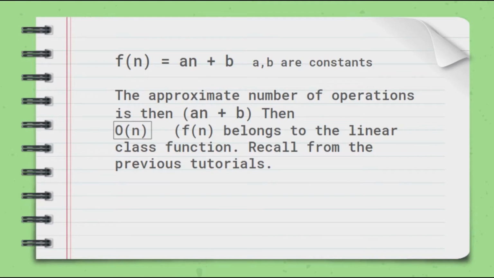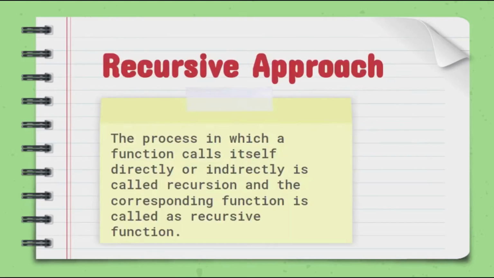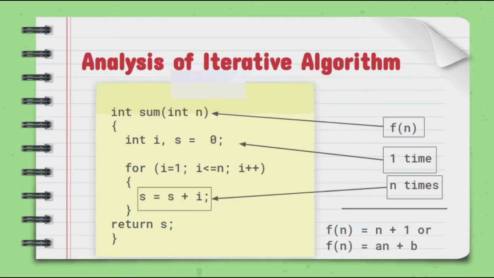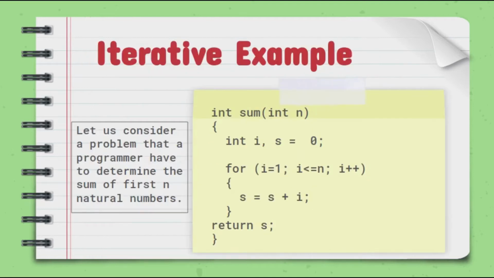So let's go ahead and talk about recursion, or the recursive approach. The process in which a function calls itself directly or indirectly is called recursion, and the corresponding function is called a recursive function. A function is something that allows us to factorize our code to execute a specific task. We can have a function, as we saw previously, to compute the sum of the first n natural numbers.